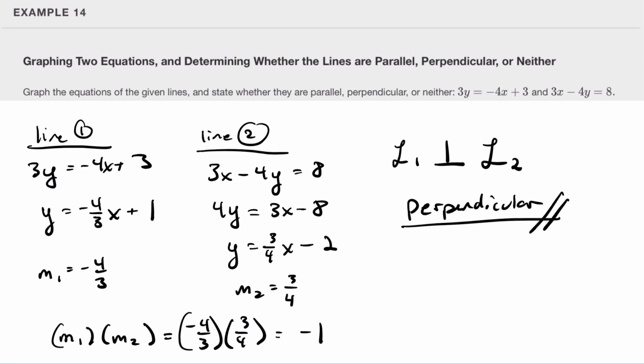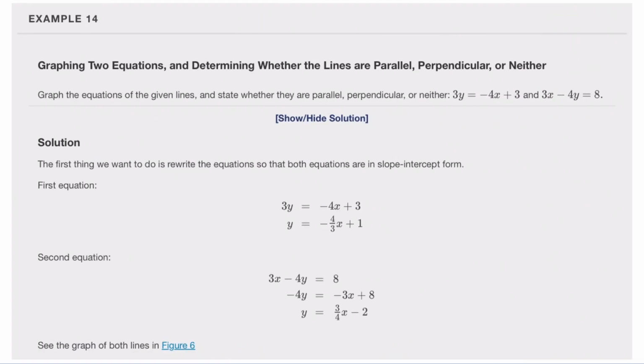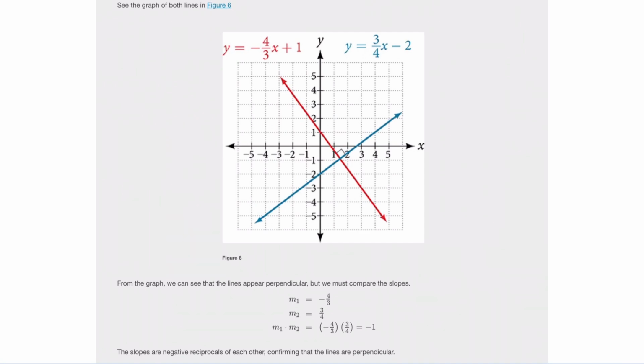A simple way to graph it, we can use our intercepts. We already got it in y equals mx plus b. Notice that line 1 has a negative slope, line 2 has a positive slope. So they're going to cross at a 90-degree angle. So the slopes are negative reciprocals of each other, therefore the lines are perpendicular. Okay, we're almost there. 6 more slides.